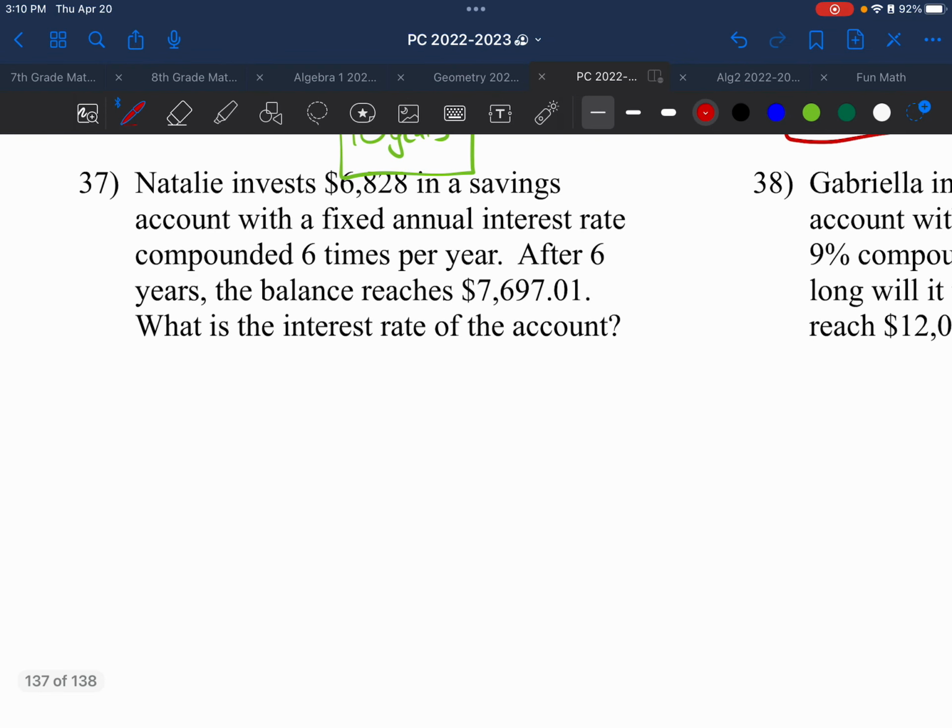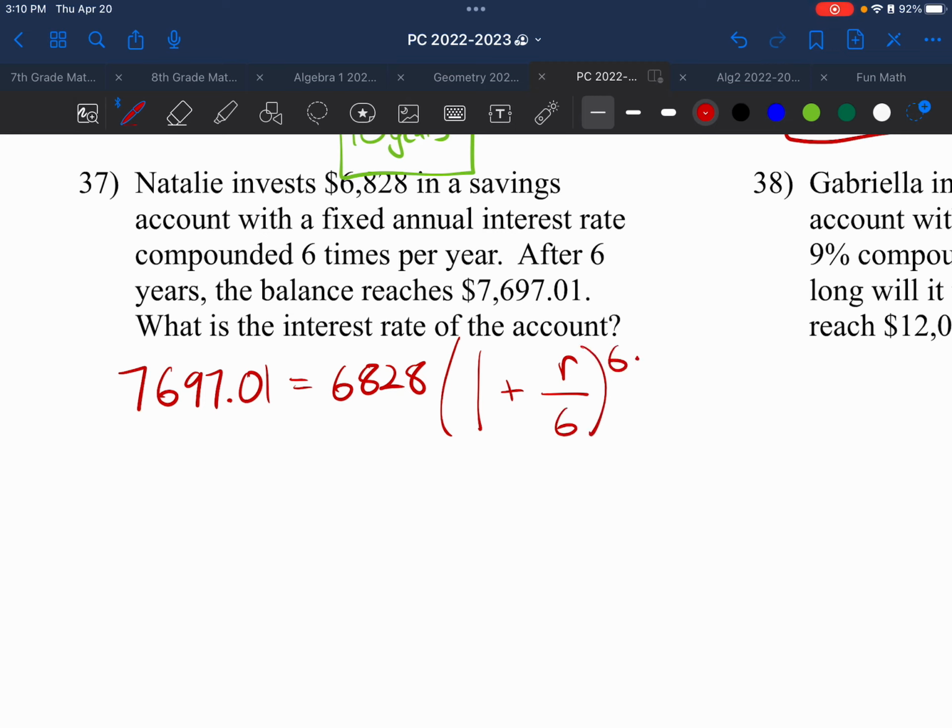Same formula. If you missed the formula, go look at it above. We know the start amount and we know the end amount. The end amount is 7697.01. The start amount is 6828. It's going to be times 1 plus, do we have any interest rate? Don't have the interest rate. R over number of times we compound, 6, to the power of 6 times time, and time is also 6.